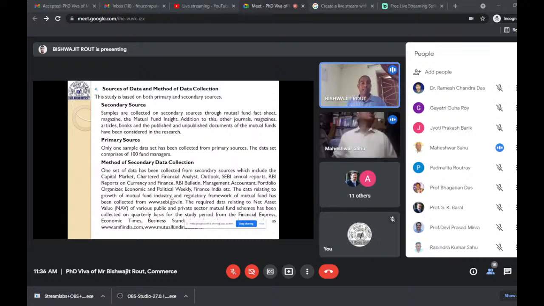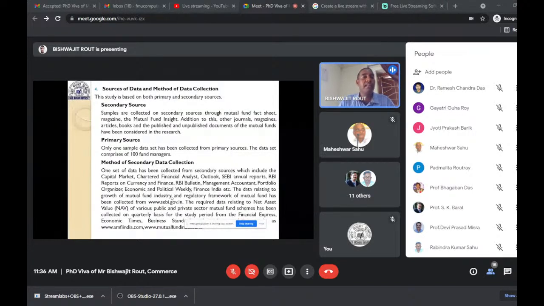So, methods of secondary data collection. One set of data has been collected from secondary sources, which includes the Capital Market, Chartered Financial Analyst, Outlook, SEBI annual report, RBI report, RBI report on currency and finance, RBI bulletin, Management Accountant, Portfolio Organizer, Economic and Political Weekly, Finance India, etc. The data relating to growth of the mutual fund industry and the regulatory framework of mutual funds have been collected from the SEBI website. The required data relating to net asset value of various public and private sector mutual fund schemes has been collected on a quarterly basis for the study period from the Financial Express, MFA India, and mutualfundindia.com, etc.